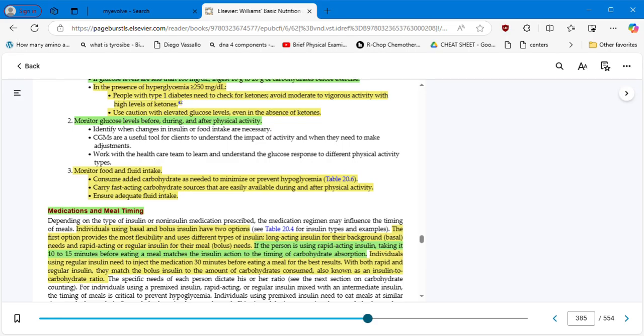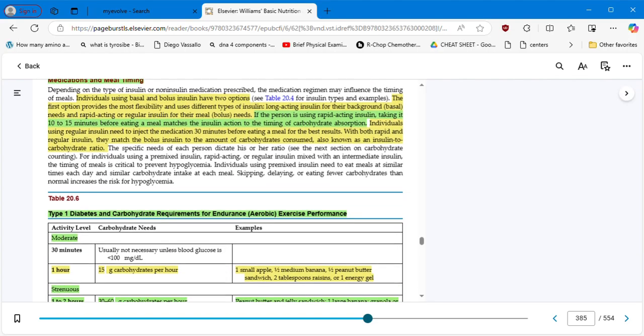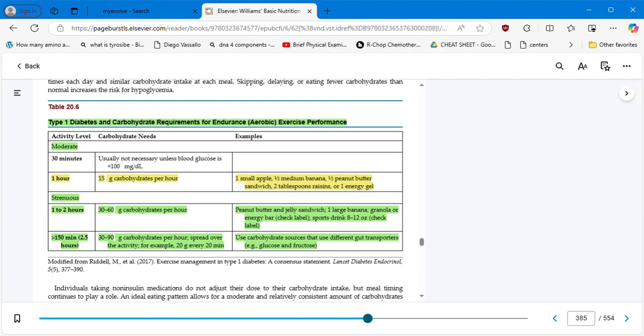Monitor food and fluid intake. Consume added carbohydrates as needed to minimize or prevent hypoglycemia. And also carry fast-acting carbohydrate sources that are easily available during and after physical activity. So there is a table 20.6, for example. Very interesting table, right? So if the activity is going to be moderate, 30 minutes, okay? Usually not necessary unless blood glucose is less than 100. You don't need any carbs.